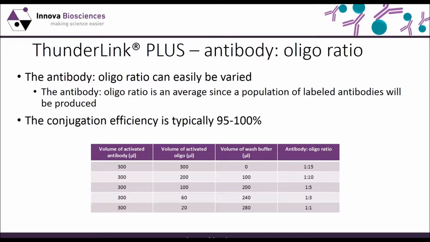A 1-to-1 ratio is highly likely to result in some unbound antibody being present at the end of the reaction. The overall conjugation efficiency is typically 95 to 100%, and as we mentioned before, it's marginally higher when using oligos which are aminated at the 5' end.